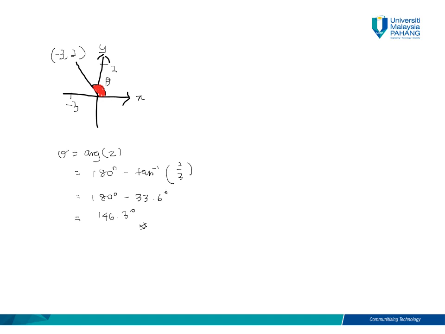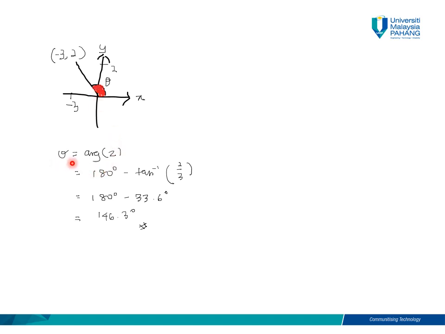Okay, so negative 3 and 2, right? Okay, so negative 3, 2. So on the second quadrant, we want to find this shaded region. Okay, this theta, this angle. Okay, actually this angle.